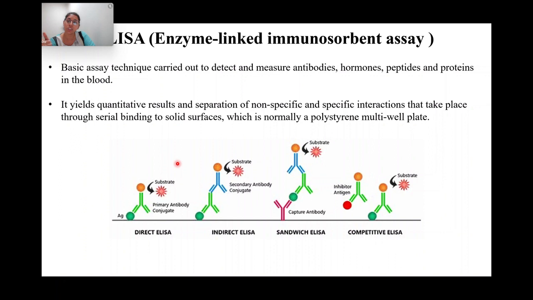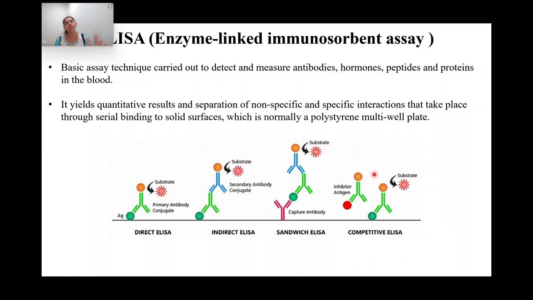And then you have competitive ELISA, where you use an inhibitor antigen. So you try to see how much antigen is binding by using inhibitor or competitive binding, how much of it gets displaced by this competitor, and then you see how many free antigens are there, and you try to understand what the original amount of antigen in the sample could have been. So this is how you carry out ELISAs. So we'll discuss indirect ELISAs in detail.